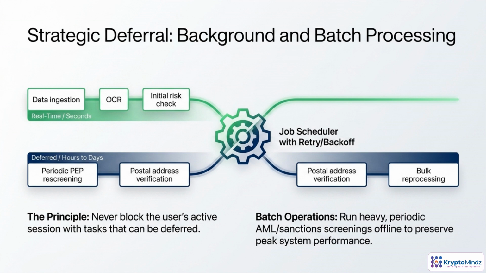Strategic deferral is about protecting the user experience while still doing thorough KYC and AML. Keep only the essential steps in the interactive path. Ingest the data, run OCR, perform an initial risk check, and decide whether the user can proceed. Push everything else into background jobs: address verification, periodic PEP and sanctions rescreening, and bulk reprocessing when rules change. A resilient job scheduler with retries and backoff handles those tasks so heavy or flaky checks never block onboarding or crush your core services.